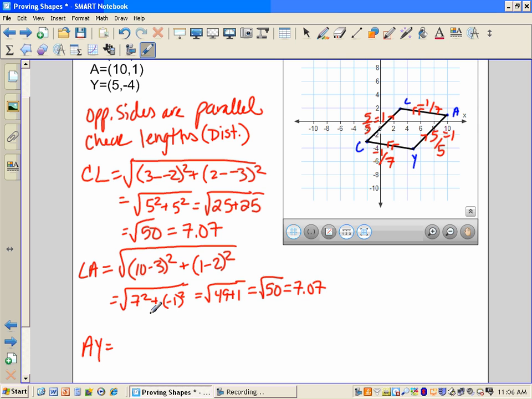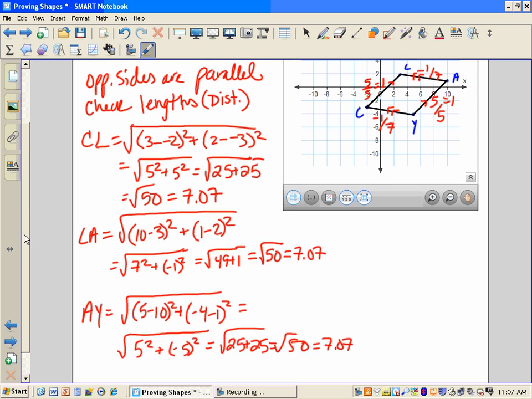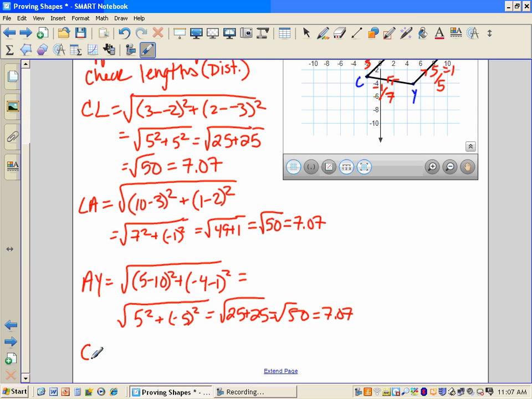because A to Y is square root. We're going to do 5 minus 10 squared plus -4 minus 1 squared, which becomes 5 squared plus -5 squared, which we know is 25 plus 25, also square root of 50, also 7.07. Very interesting. What do you think is going to happen when we do C to Y?